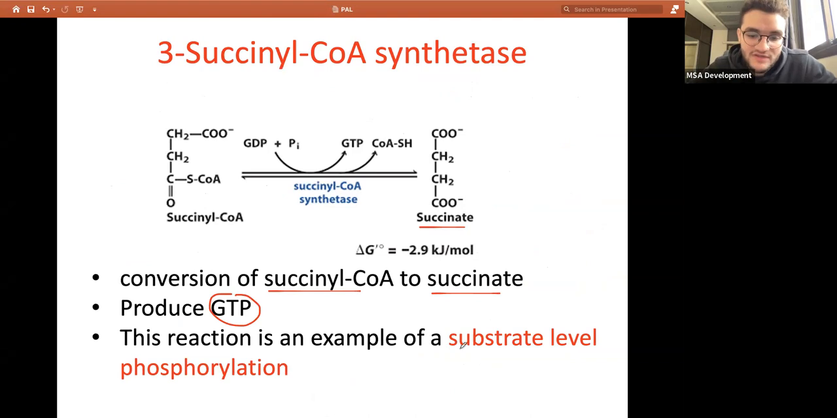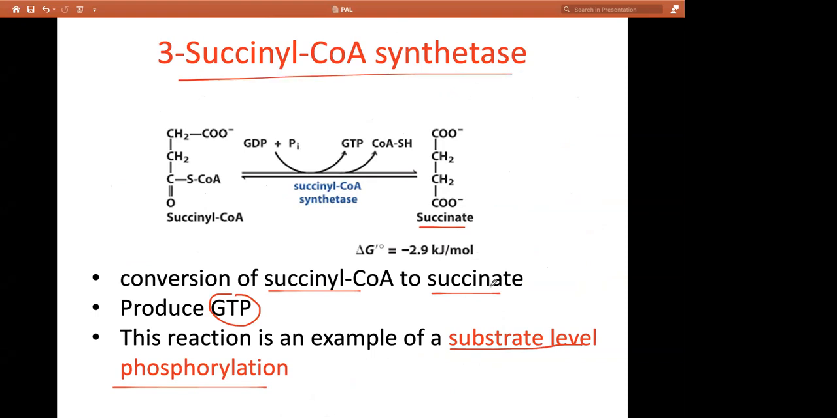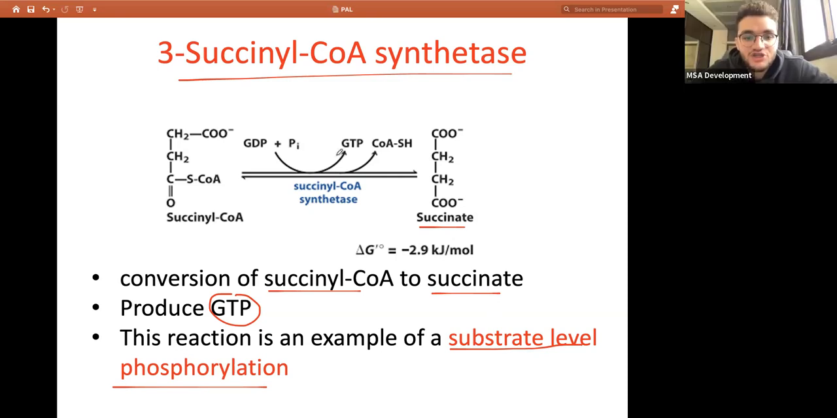Does anyone know what's meant by substrate level phosphorylation? What is meant by phosphorylation in this? By releasing a phosphate group to create GTP or ATP. Okay, good. So you're adding a phosphate. A phosphorylation is basically adding a phosphate. To form GTP from GDP, you need a phosphate. So it's being phosphorylated, right?